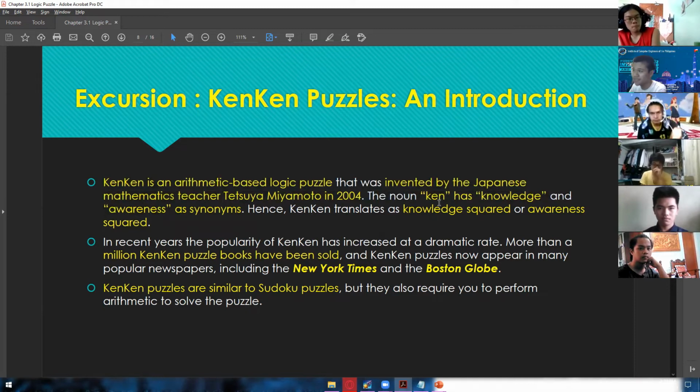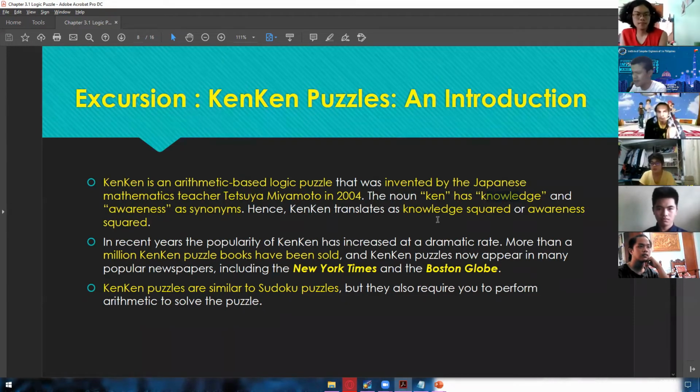So the noun Ken has knowledge and awareness as synonyms. Hence, KenKen translates as knowledge squared or awareness squared. Or we could say knowledge and then awareness.